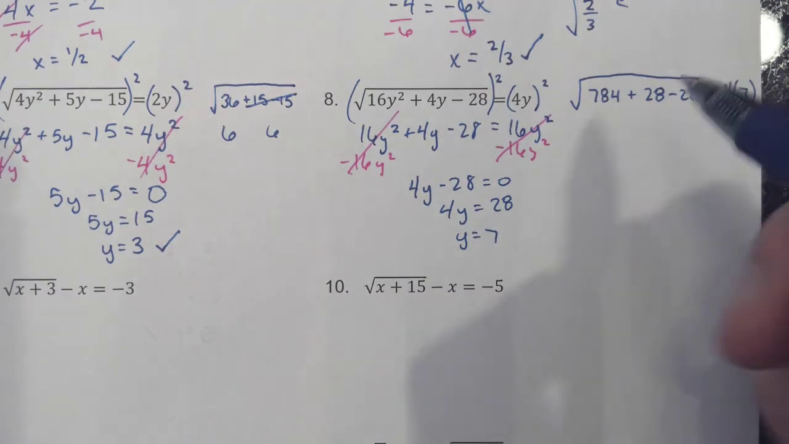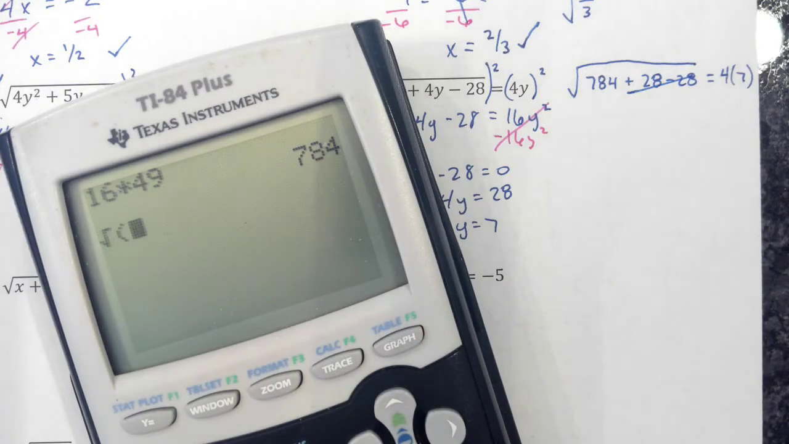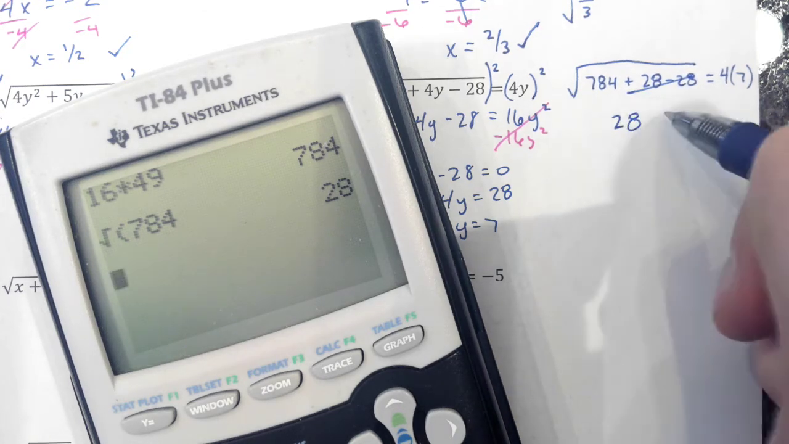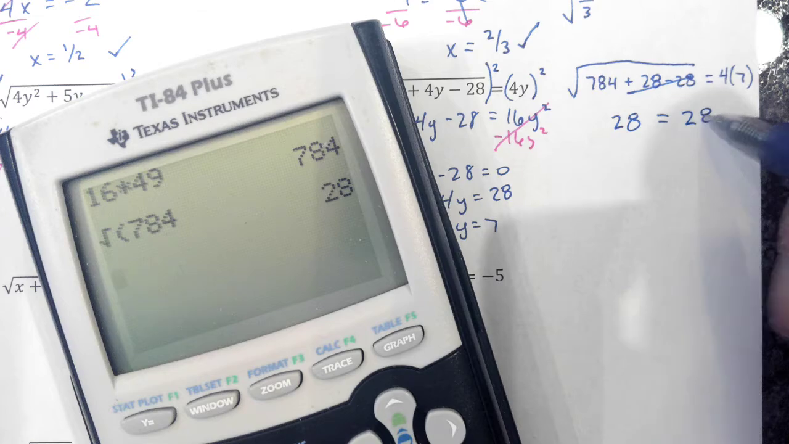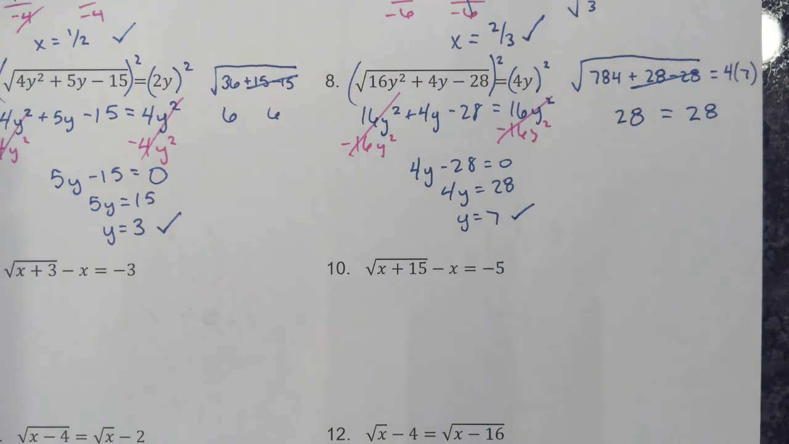All right, so again, those are going to cancel. So let's see, what is the square root of 784? Look at that, it's 28. And 4 times 7, also 28. So 28 equals 28, that checks. That is a good solution.